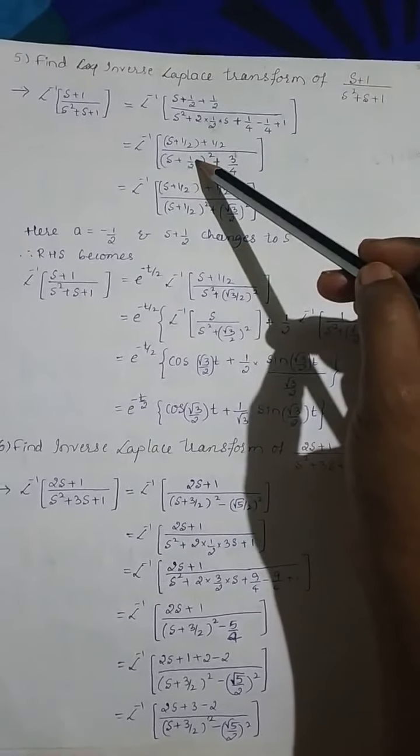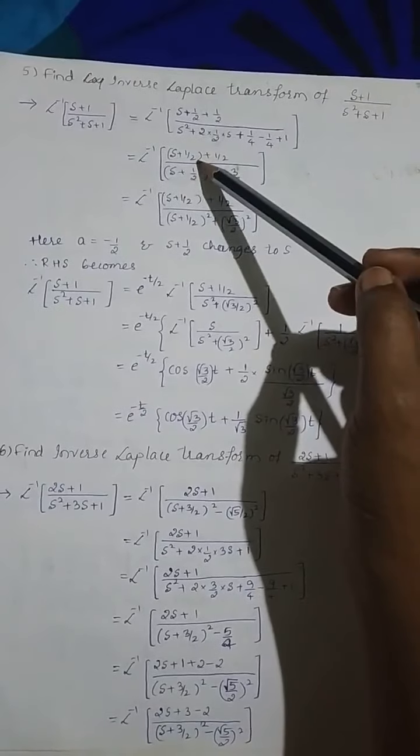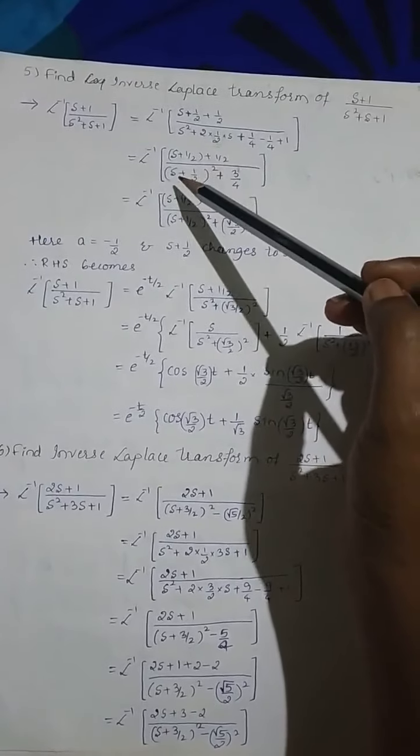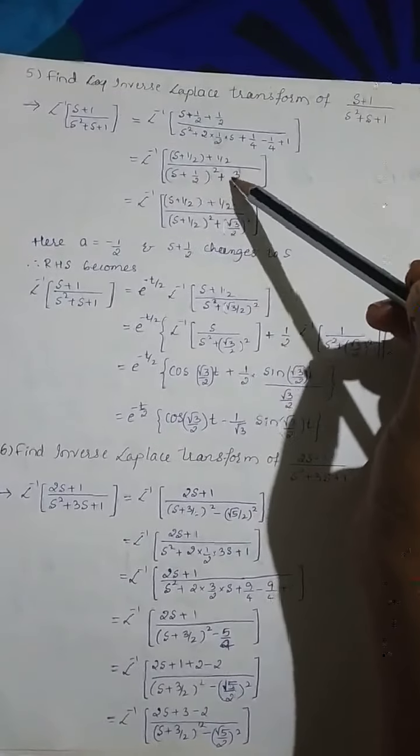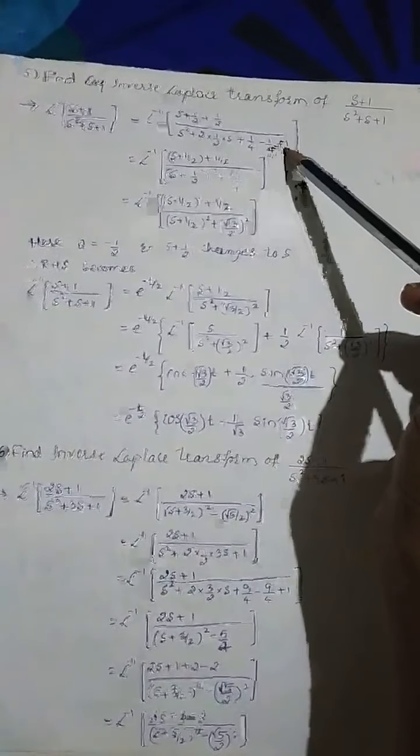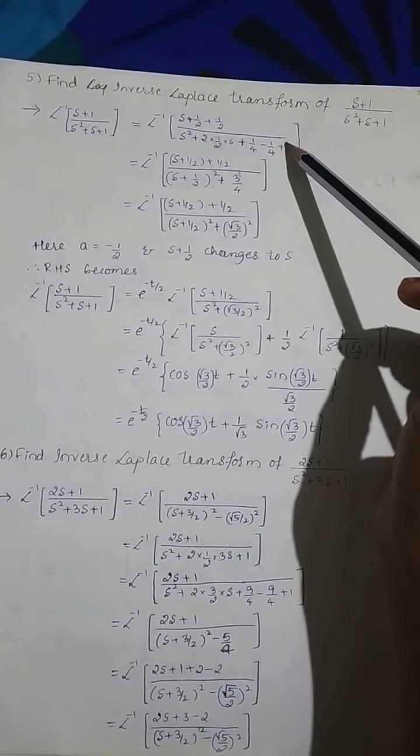The same s minus a I want in the numerator. So go for the numerator term here. In the question we have s plus 1, right? That 1 I have written as 1 by 2 plus 1 by 2. That is s plus 1 by 2 plus 1 by 2. Now grouping, s plus 1 by 2 plus 1 by 2 upon s plus 1 by 2 whole square plus, simplify this term, that is minus 1 by 4 plus 1.